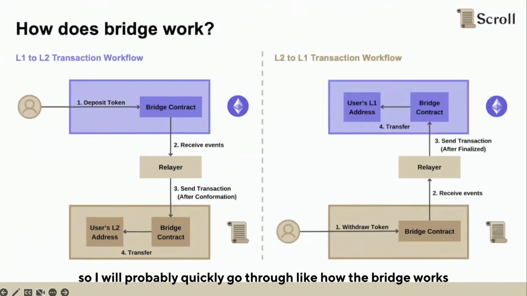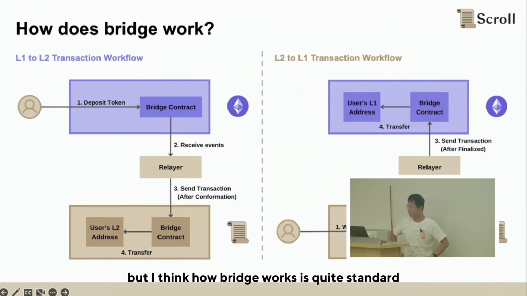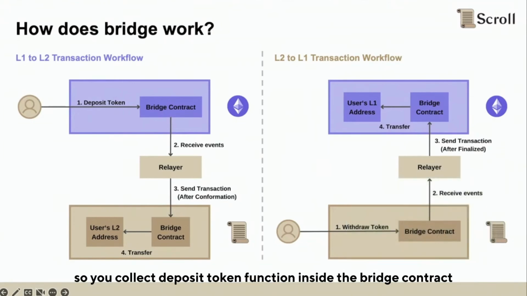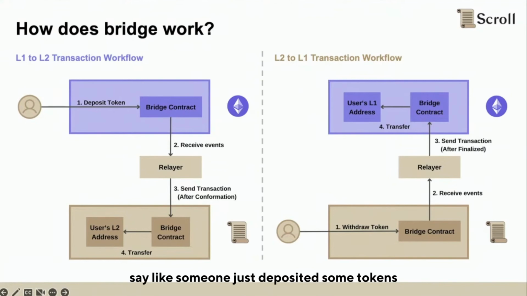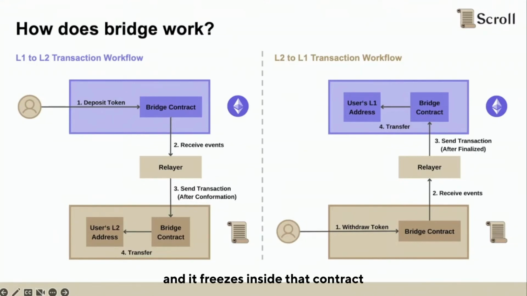Okay, so I'll quickly go through how the bridge works. I think we're running a little bit late, but how the bridge works is quite standard for layer 1 to layer 2 transactions. The user just interacts with the bridge contract inside layer 1, deployed on Ethereum. You call the deposit token function inside the bridge contract, and that bridge contract will emit an event saying someone just deposited some tokens. The layer 1 bridge contract will then freeze whatever token the user transferred to the layer 1 contract, inside that contract.